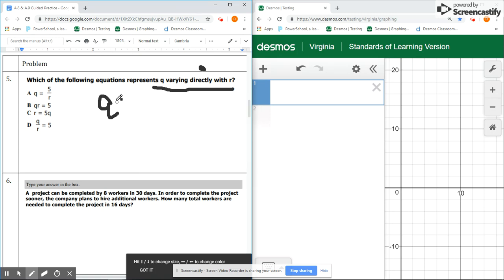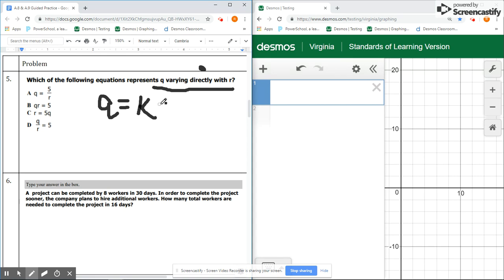So Q equals K, we always need our constant K, times R. All right, Q equals KR. Now, if we look to the left, none of them here say Q equals KR, so we need to manipulate these equations until we get Q equals something, and then hopefully we'll get Q equals KR. Okay, so let's take one at a time.